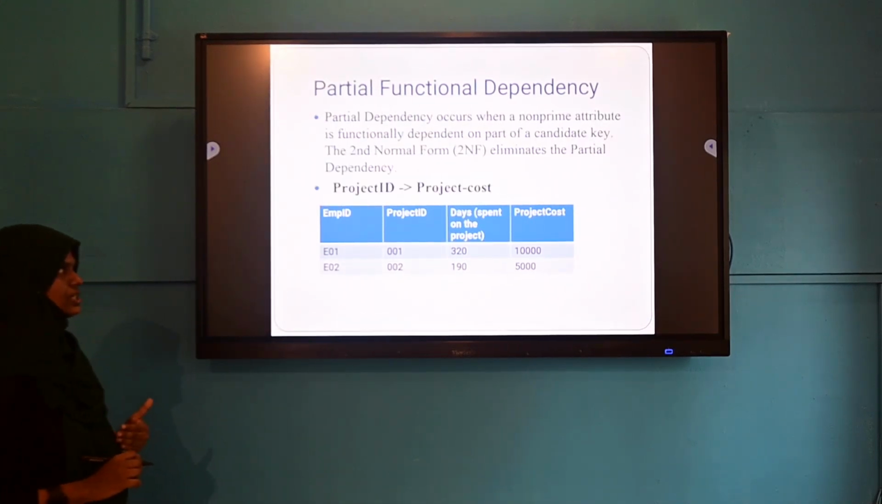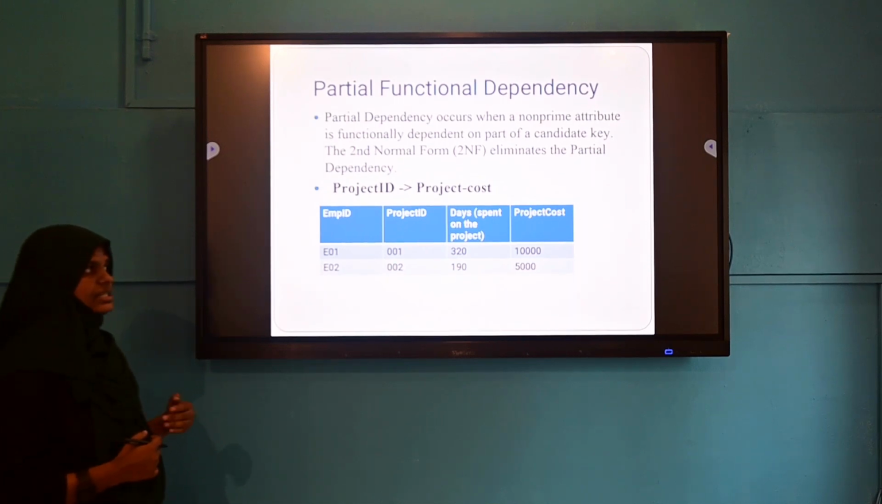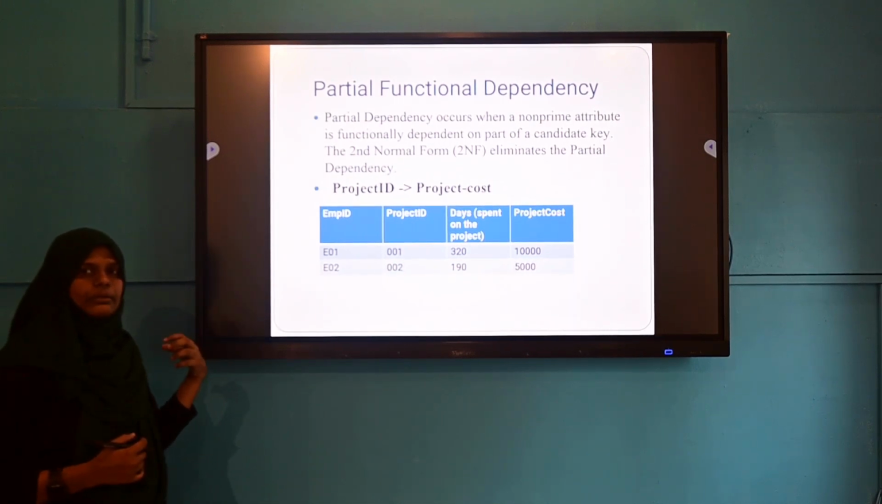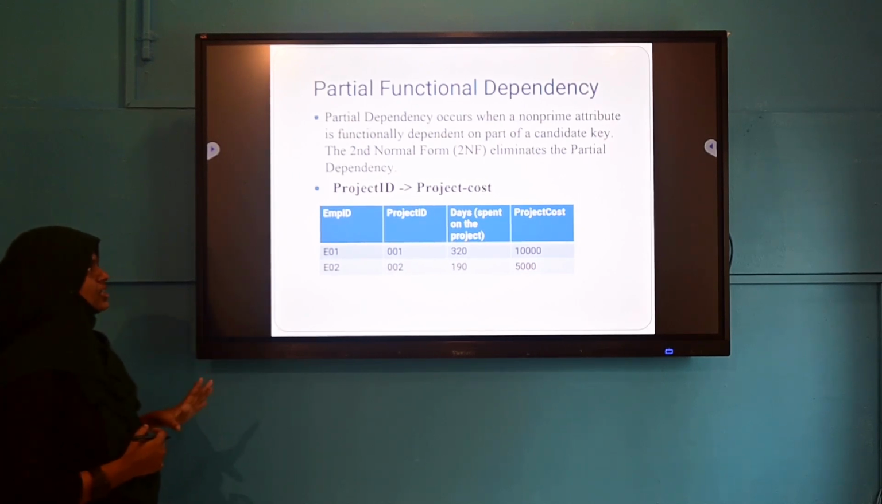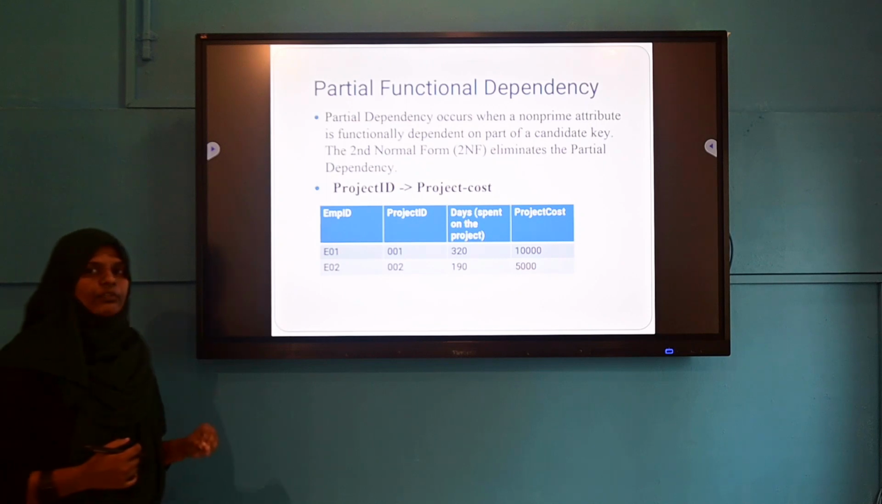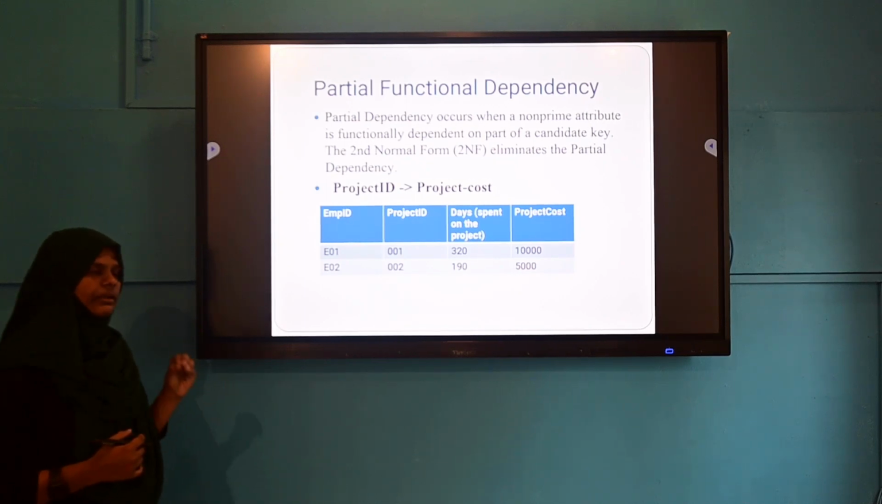Next is partial functional dependency. We already said that if a dependent partially depends on a determinant, we can say that it's a partial functional dependency. We will avoid partial functional dependency in second normal form.